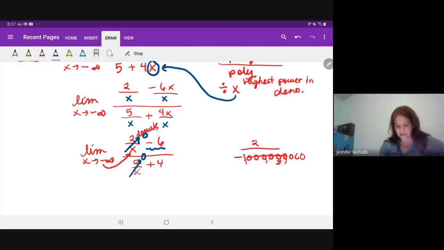5 donuts, an infinite number of people. You basically get a crumb. The arrow means you're approximately getting a crumb. The word limit means you're approximating. Okay, it's what you're approaching. And then the answer is negative 6 at the top, 4 at the bottom, which I should reduce to -3 over 2.